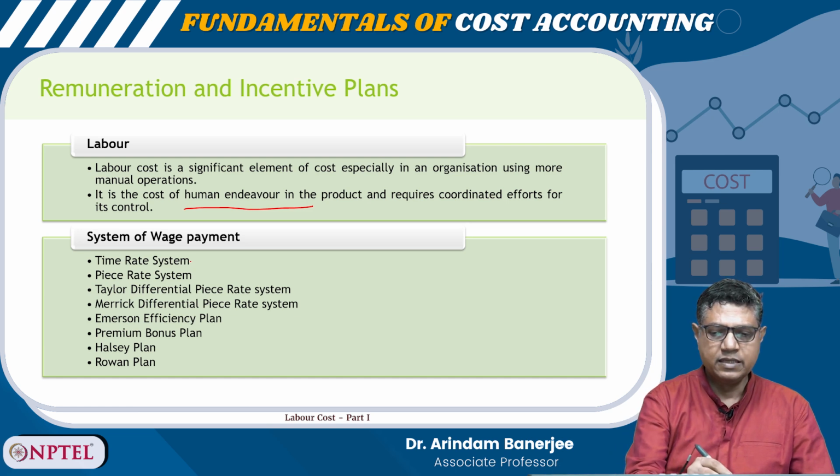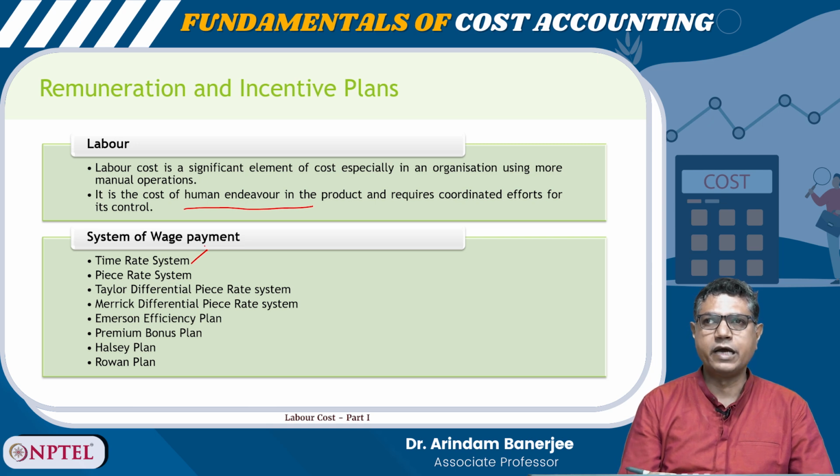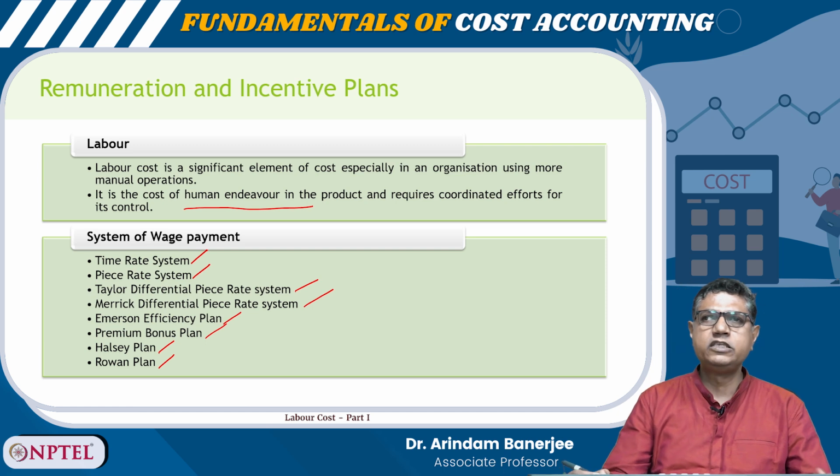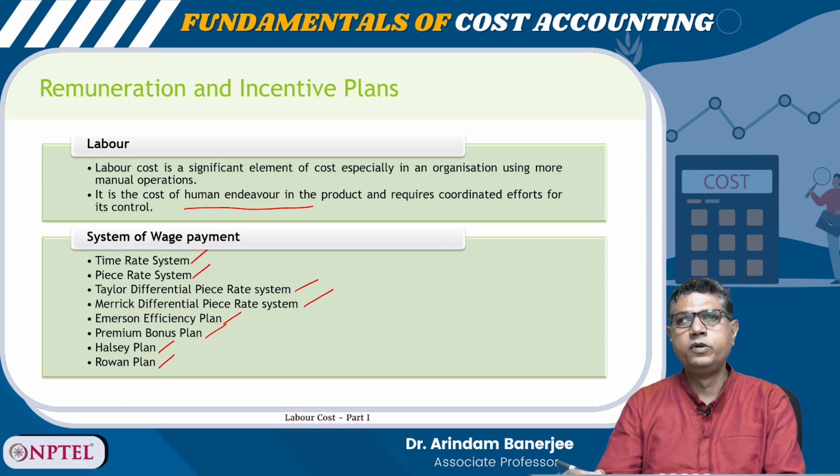The first one is the time rate system, where it is linked to time. Then the piece rate system, right, which is linked to piece, and per unit basis, the units produced by the worker. And then different experts developed different remuneration and incentive schemes, like for example, Taylor differential piece rate system, the Merrick differential piece rate system, Emerson efficiency plan, premium bonus plan, Halsey plan, and the Rowan plan. There are many other plans also, but these plans are more popular and prominent.